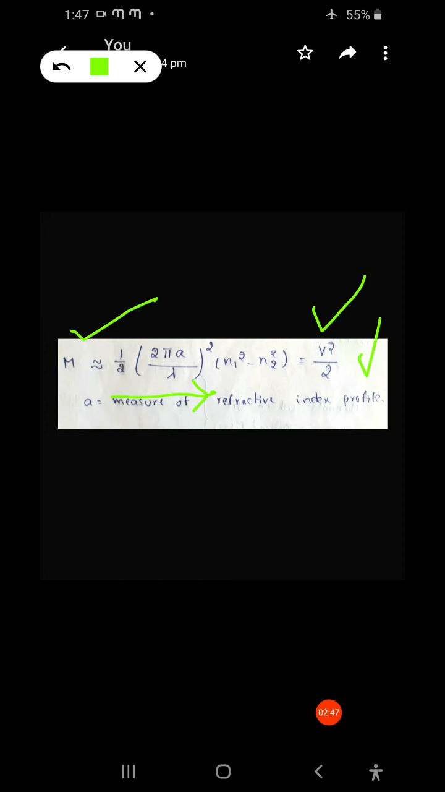And a is the measure of refractive index profile. So this one is regarding total number of modes. The total number of modes can be expressed in terms of capital V when the V value is large.